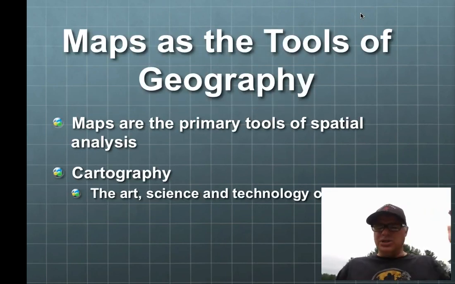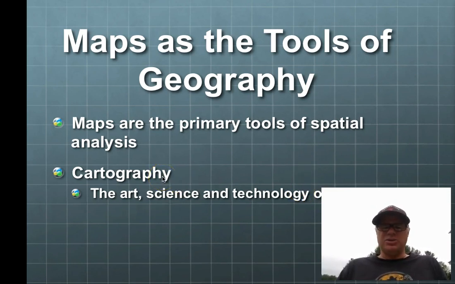Okay. And so maps are, of course, a very important tool of geography. Maps are the primary tools that we use to analyze information spatially. And the art, science, and technology of making maps, sorry, it says of making maps behind me here, but it might be hard to see, is referred to as cartography.